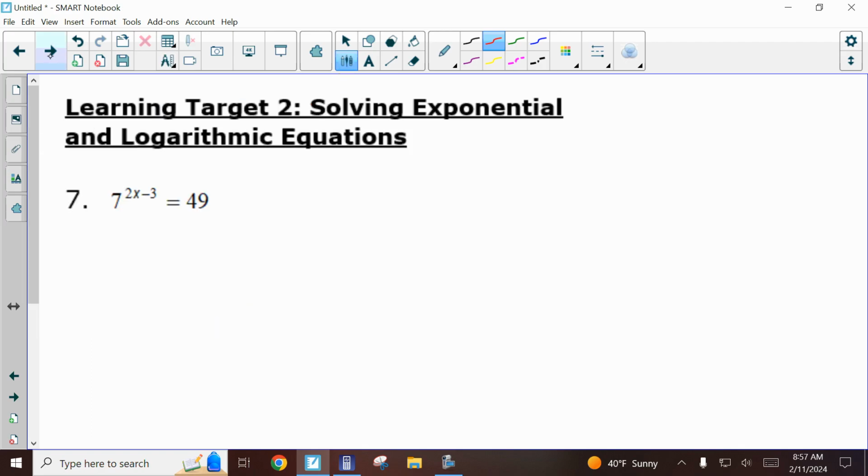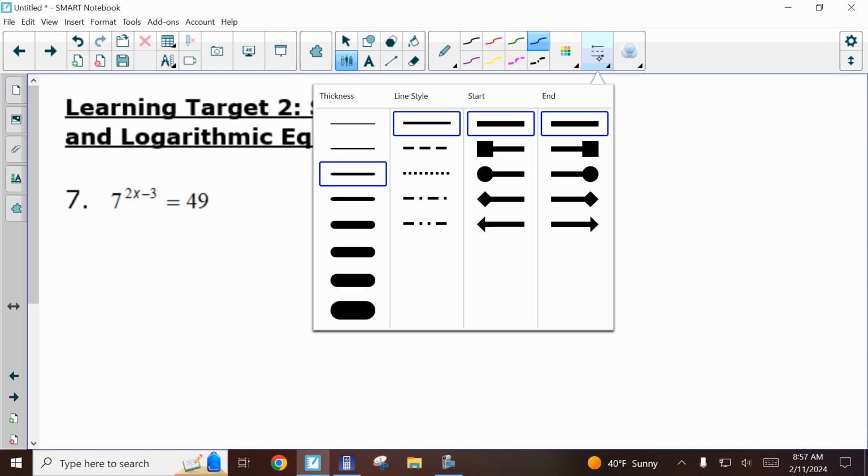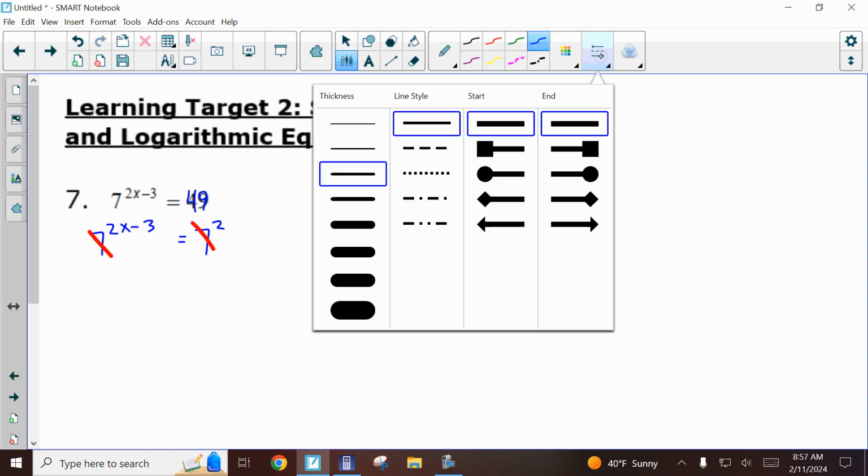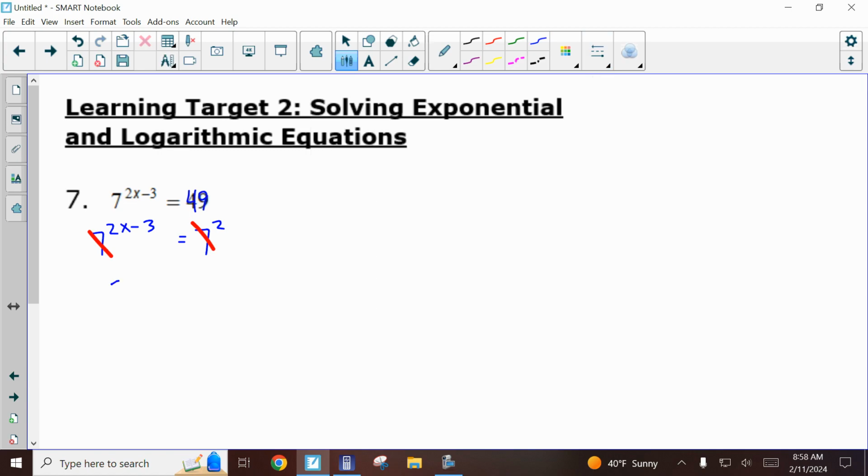Okay, now actually solving. When we solve and there's no logs in the problem, our goal is to ultimately make the bases the same. If we can make a match, the problem's super, super simple. So we look at the bigger number, 49. Can 49 be written as a 7? Absolutely, it's 7 squared. So you have 7 squared equals 7 to the 2x minus 3. Once you can get those bases to match, we don't really need them anymore, so we can just cross them out. So now we're left with 2x minus 3 equals 2.